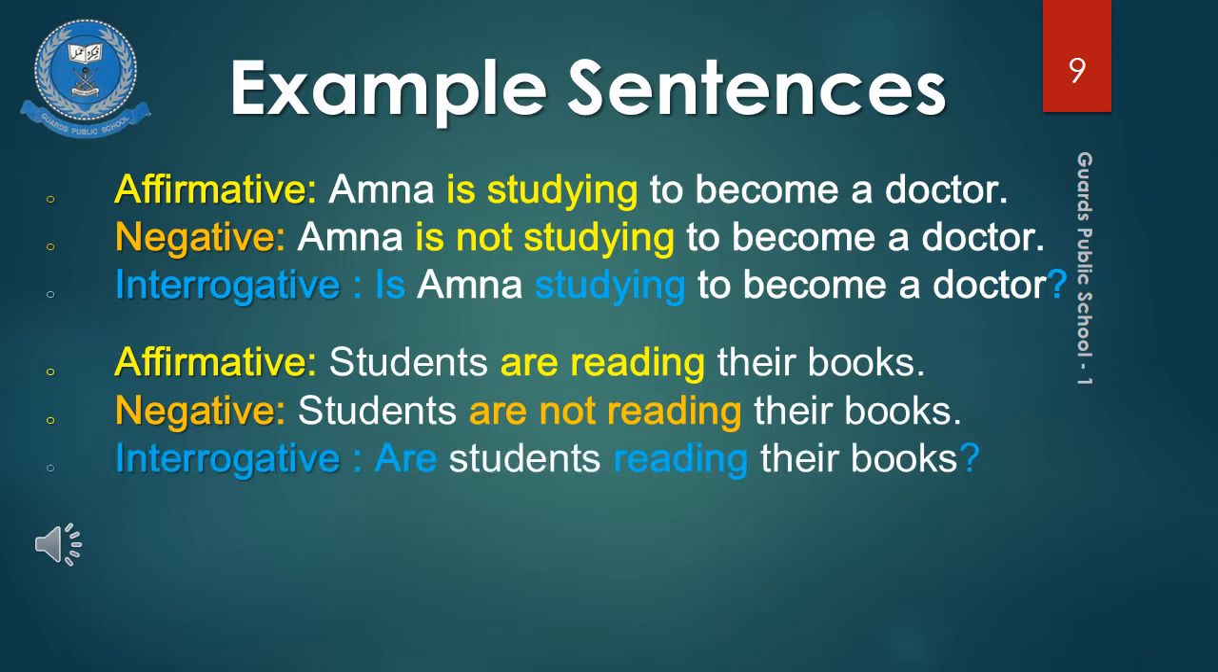Sentence number 2. Affirmative. Students are reading their books. Negative. Students are not reading their books. Interrogative. Are students reading their books? This sentence shows an ongoing action that the students are performing presently.